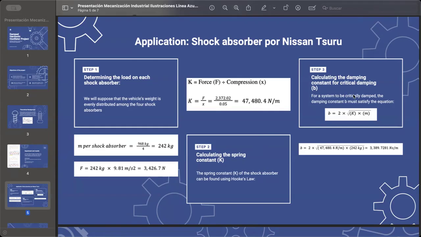Finally, we had to calculate the damping constant for critical damping. For a system to be critically damped, the damping constant b must satisfy the following equation: b equals 2 times the square root of k multiplied by mass, obtaining the number of 3,389.7 newton seconds per meter.